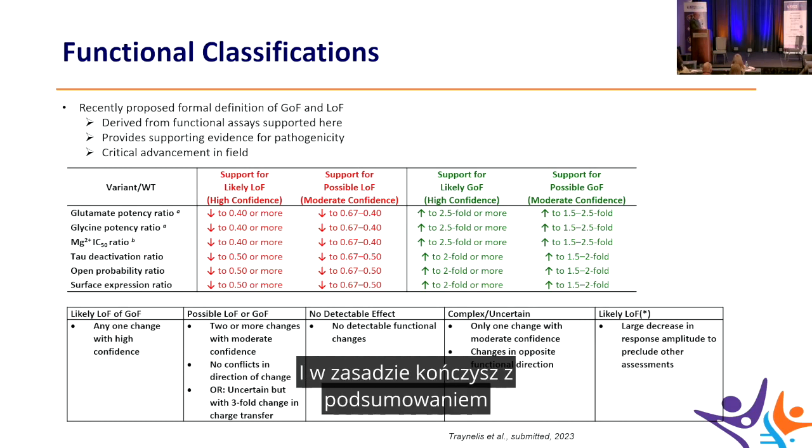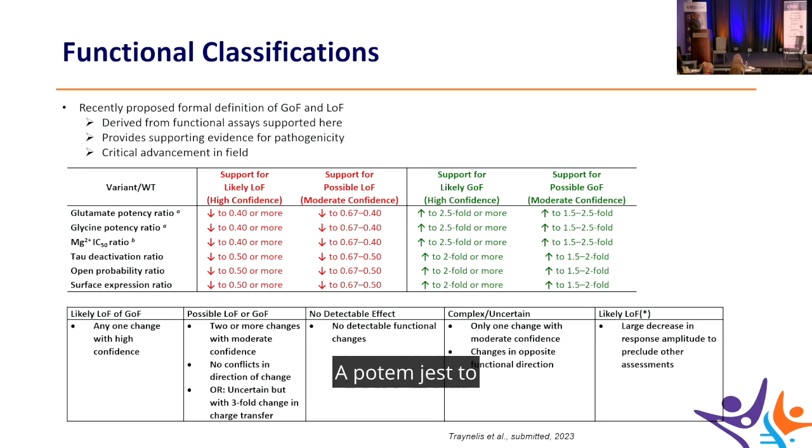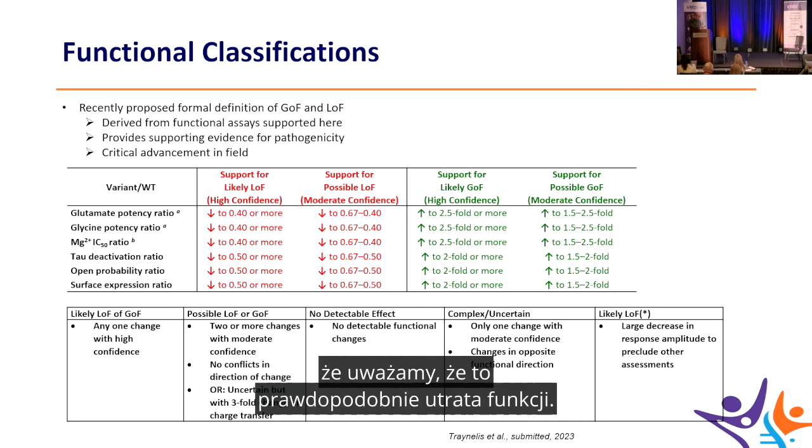And basically, you end up with a summary where you're either likely loss or gain, possible loss or gain, or no detectable effect. Things can also often be uncertain or complex. And then there is this likely loss of function with the star, which basically means that in the expression systems, it's so hard to get the channels to express themselves that we think that it's probably a loss of function.